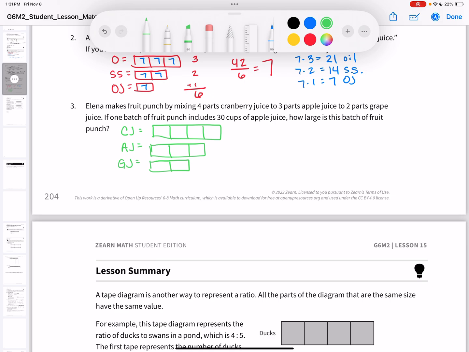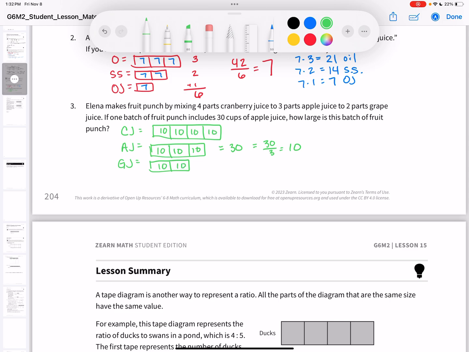Okay, so now it gives us specifically apple juice. If these 3 parts equal 30 cups, how much does each part equal? Well, that would be 30 divided by 3, which is 10. So each one of these is 10. And since all of them have to be the same, that means each one of these is also 10.